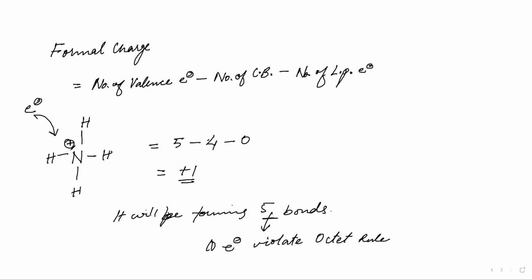Correct. So even though nitrogen is bonded 4 times and has a formal charge, that is why it is called formal charge, because it is not a real charge. It is just a formal charge, for the sake of formality. Okay.